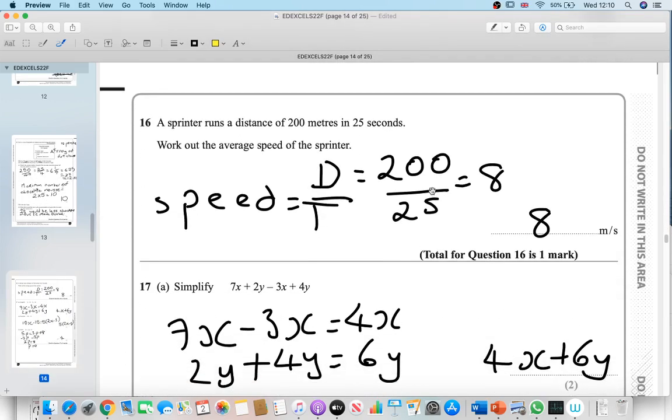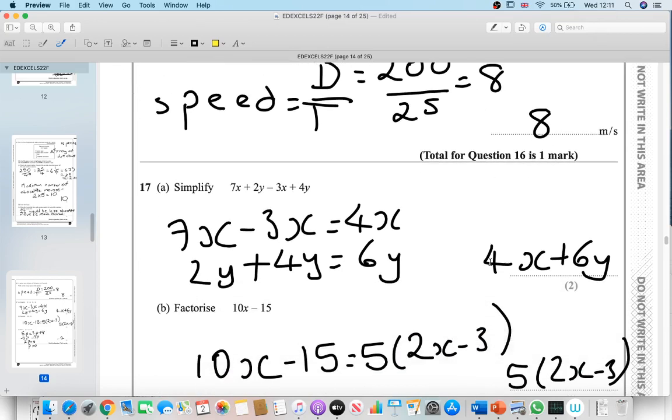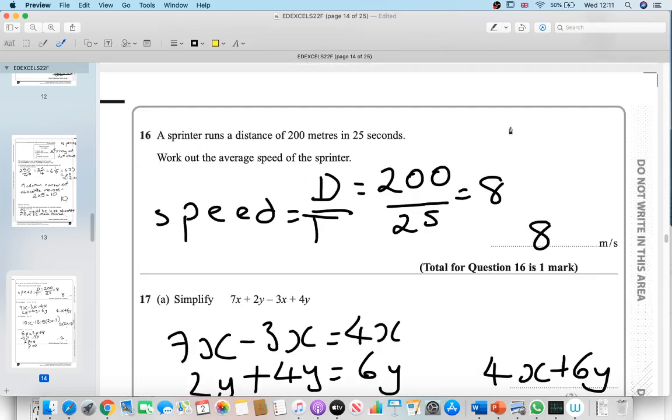Right, guys, question number 16. So we're nearly there, guys. A sprinter runs a distance of 200 meters in 25 seconds. Work out the average speed of the sprinter. Speed is distance over time. 200 divided by 25 is equal to 8, which is 8 meters per second. So remember, S D T, guys.